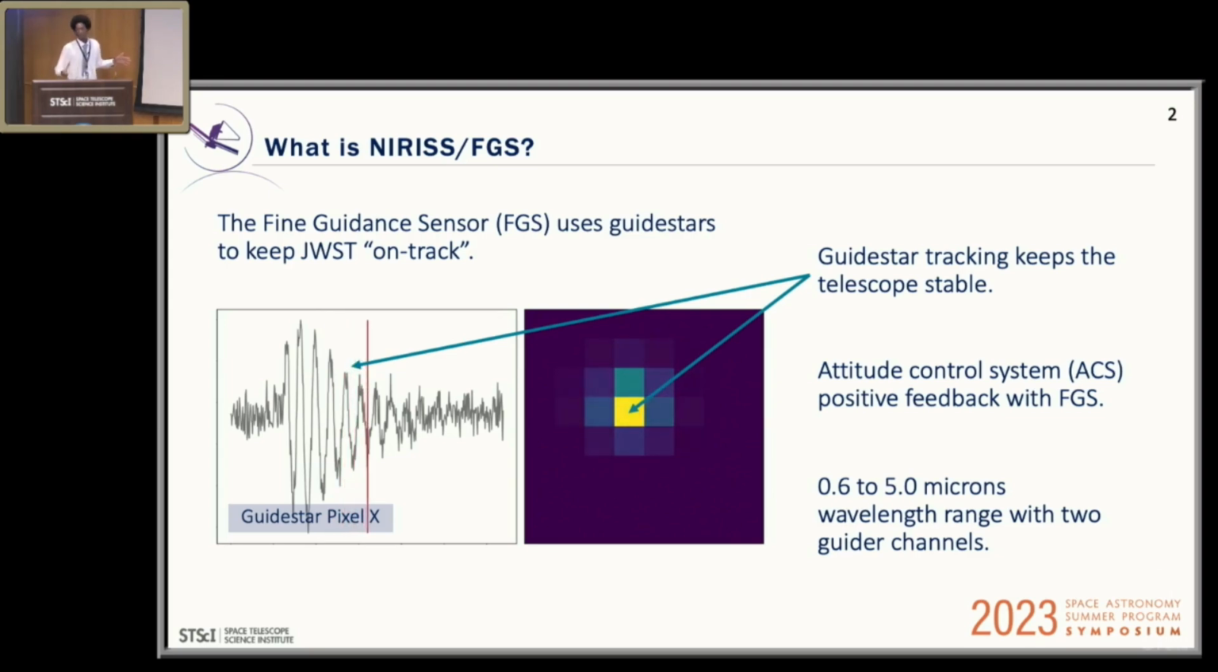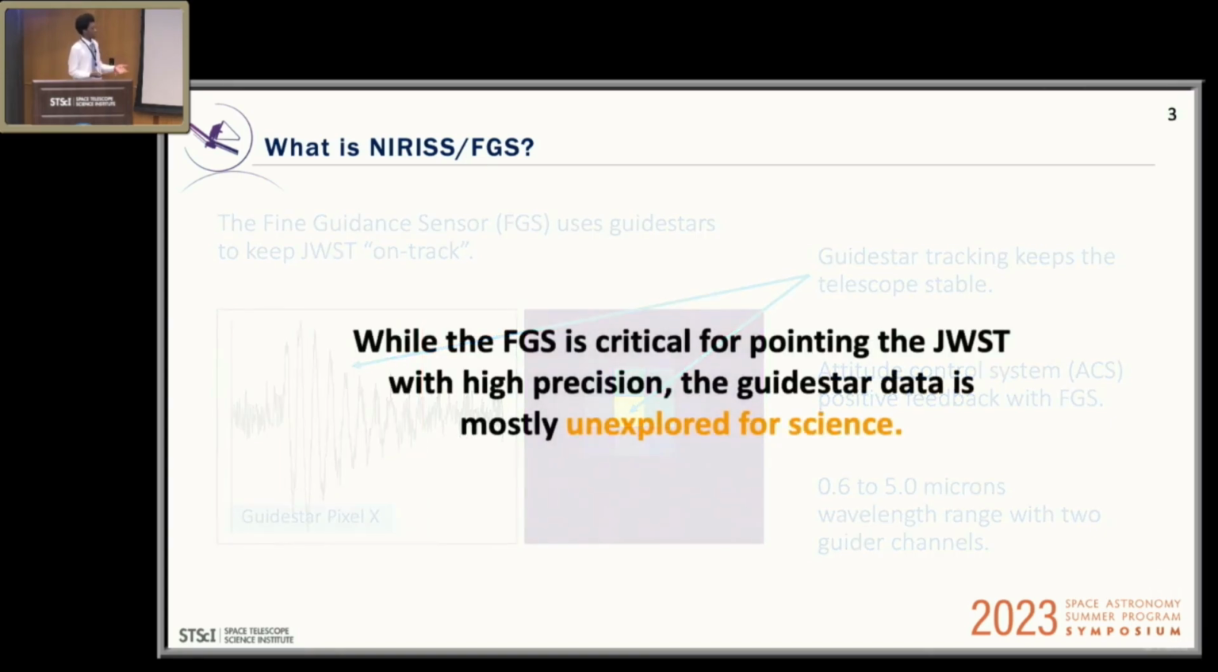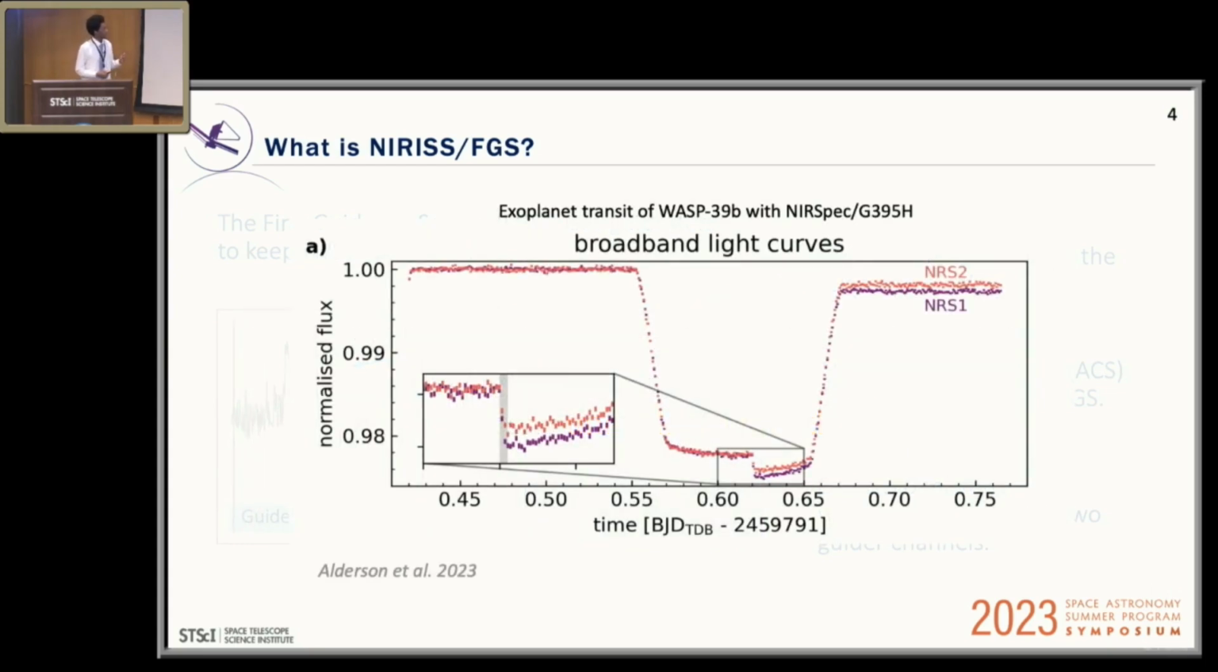So we have all of this different data from different program IDs that we get from JWST. Every single program ID has this guide star data, but it's not really explored for science. It's mostly unexplored for science. So let's take a quick look at one of the implications for this.